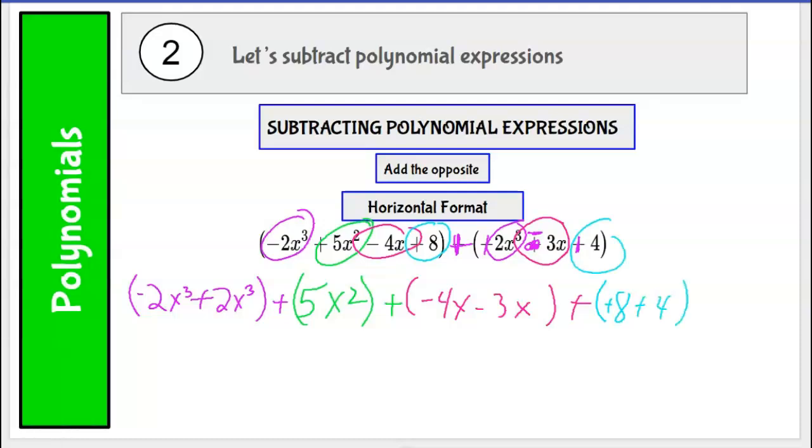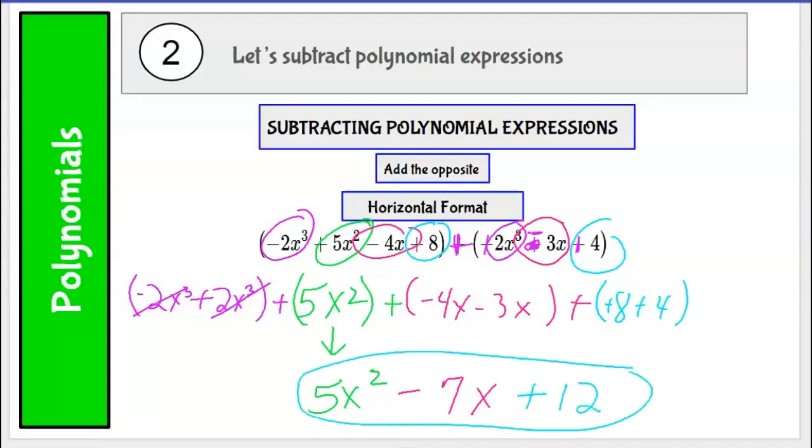Now coming back and combining like terms, my negative 2x cubed and my positive 2x cubed are going to cancel out. So again, I will not have an x cubed term in my answer. I have my 5x squared. I have my negative 4x and a negative 3x combines to give me a negative 7x. And then I have my 8 plus my 4, which gives me a positive 12. So that's how you add and subtract polynomials.